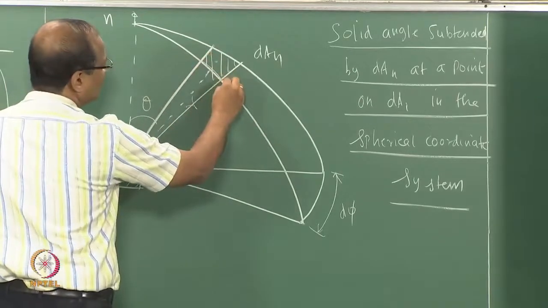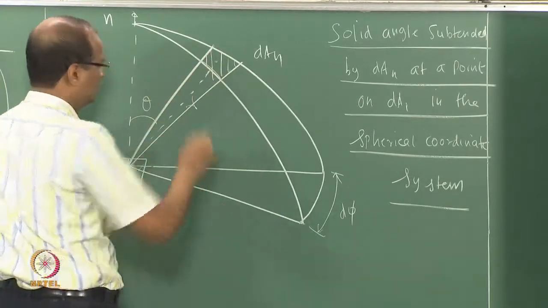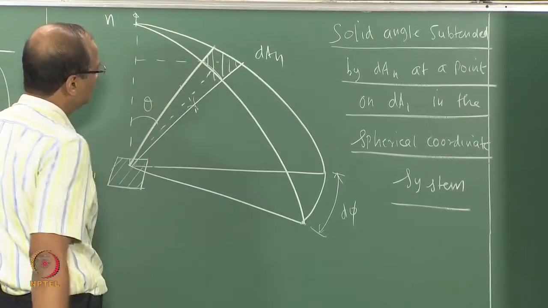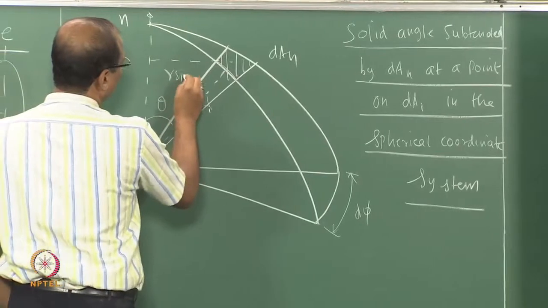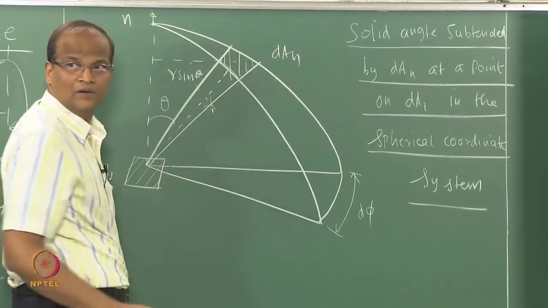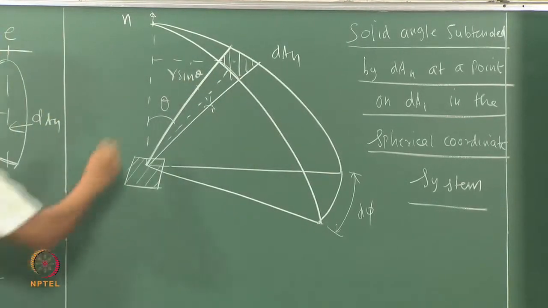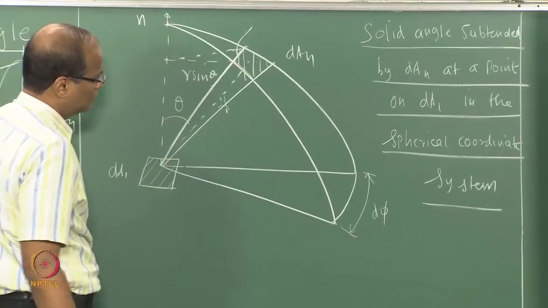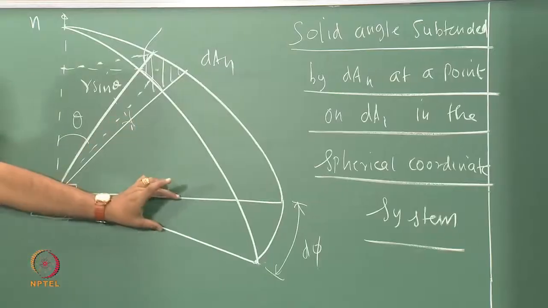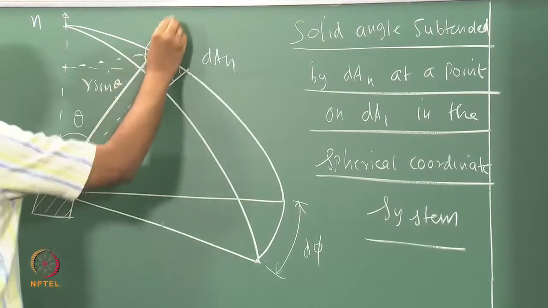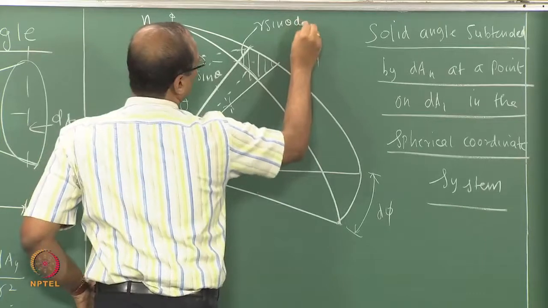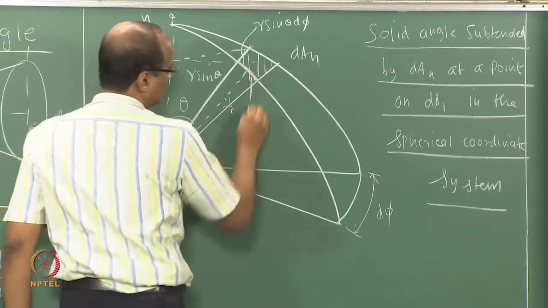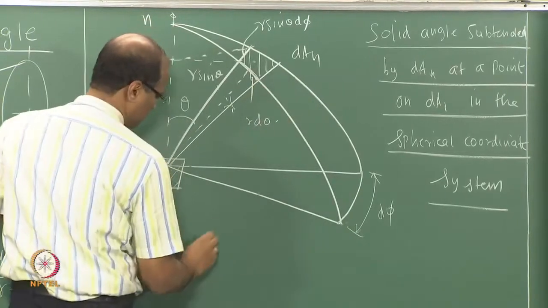All these are R, right? What is this? R sin theta, no? What will be this? So this is the same as this. This is R sin theta. What about this? R d theta.